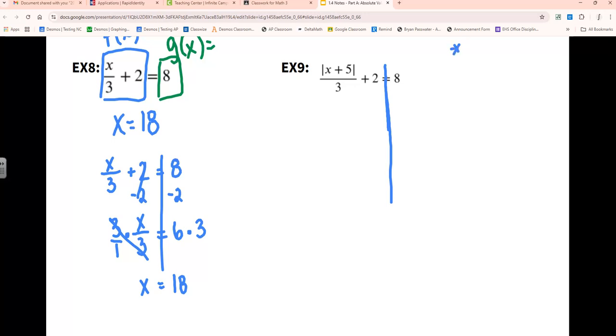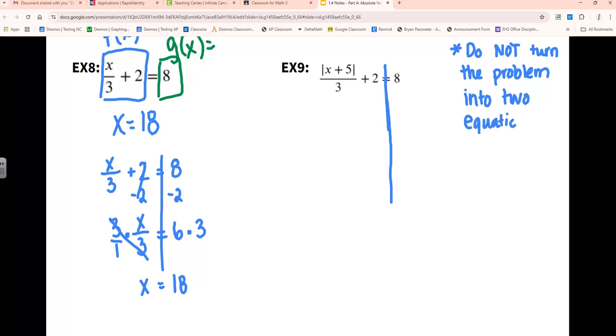Let's make ourselves a note right here. Do not turn the problem into two equations until the absolute value bars are by themselves.